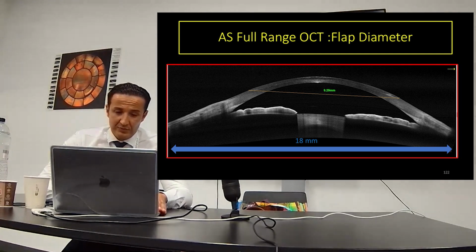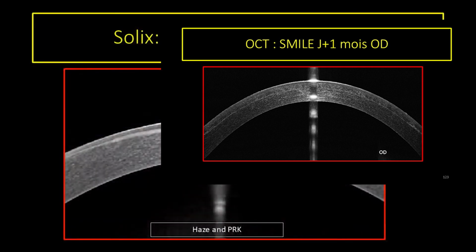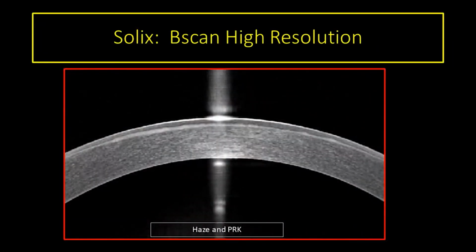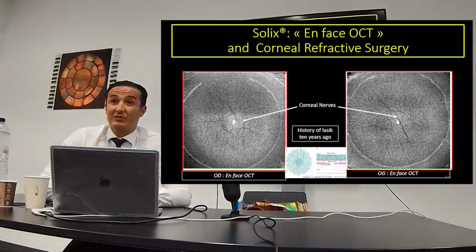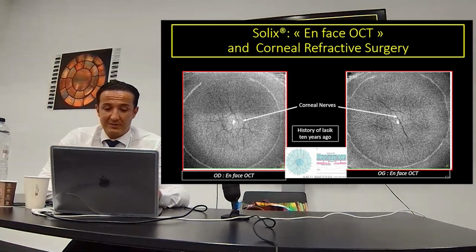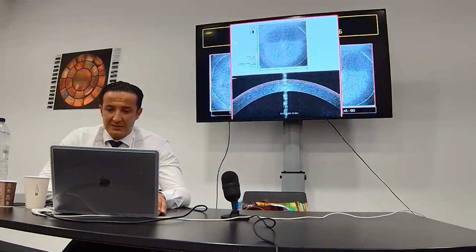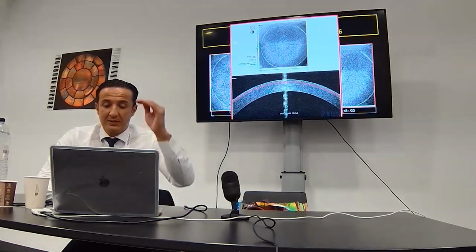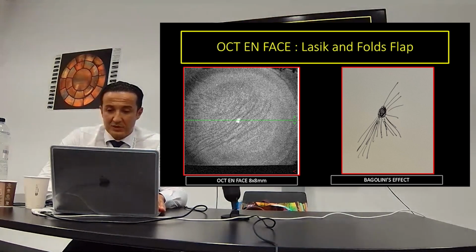You can have very good information for the refractive surgeon to analyze the flap diameter before a new refractive surgery. You can measure the flap and the residual stromal bed very easily, even several years after. And you can use en face OCT to analyze the cutting shape of the LASIK. And look here, you can see very well the cutting shape of the LASIK. With en face OCT, you can move through the cornea to analyze the complications of the LASIK.